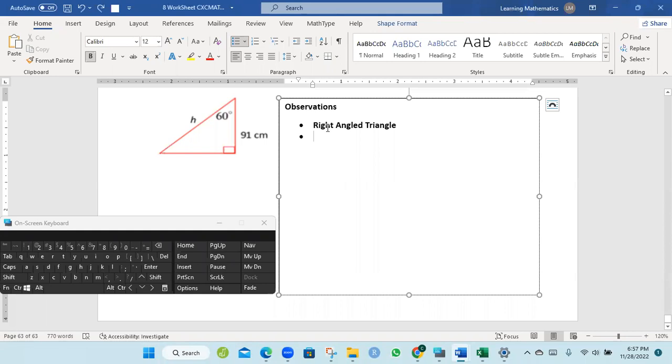Next, we talk about the side with the letter we're trying to find. We're trying to find H. So what side is H? H is the hypotenuse because H now is the box, the tip of the 90 degrees pointing to H. So H now is the hypotenuse.